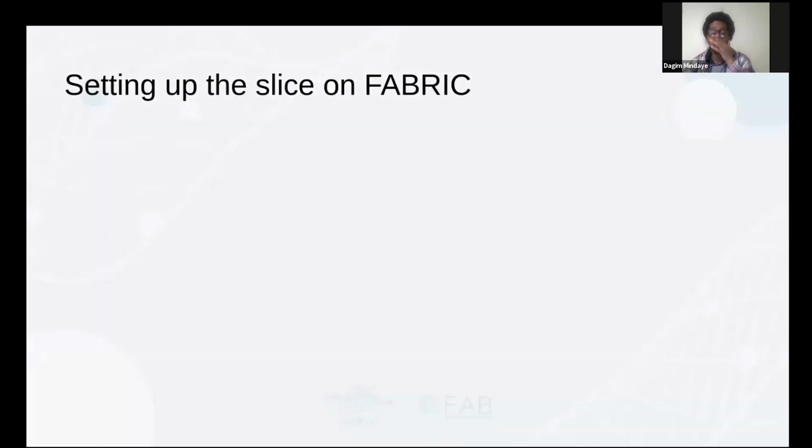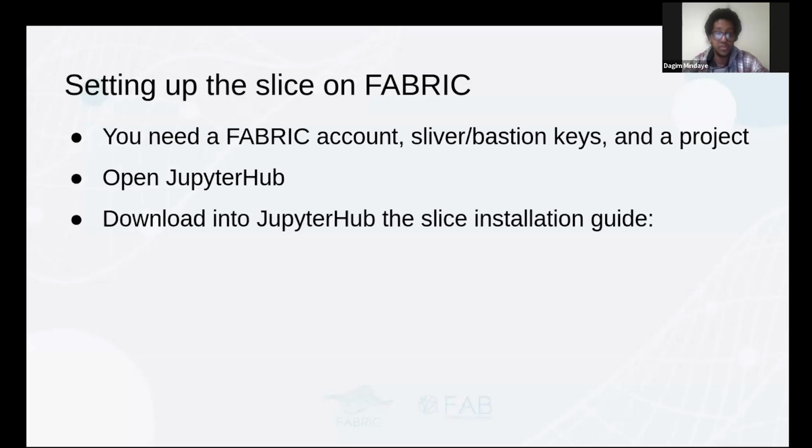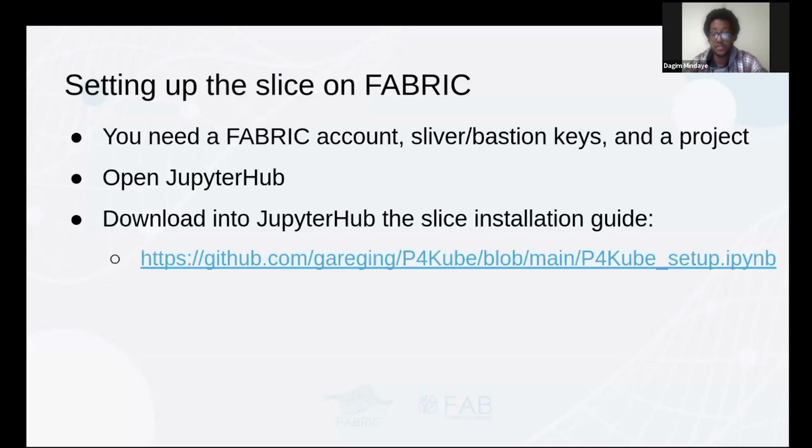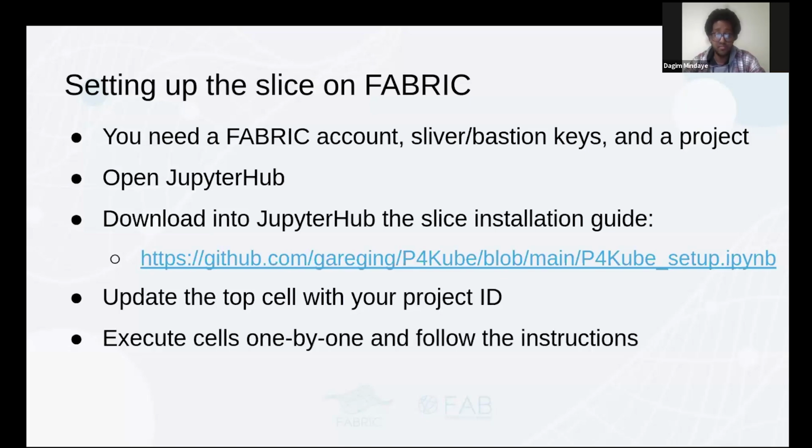So to set up our slice on Fabric, what you need is a Fabric account, a sliver or bastion key, and a project. So you'll open JupyterHub, and download into JupyterHub the slice installation guide, which you'll find in our GitHub. And then we'll update the top cell with your project ID first, and then you just execute the cells one by one, and then follow the instructions. Next, we'll have the demo.